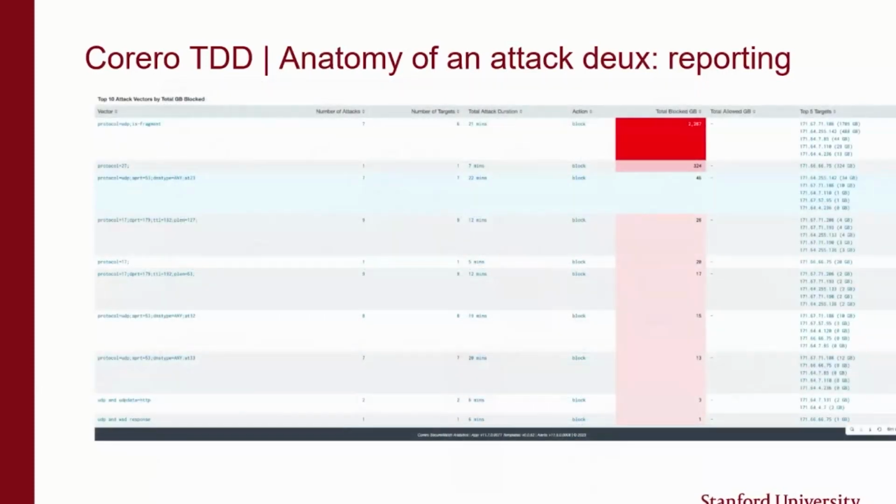Then we've got this thing that's talking about the top 10 attack vectors. So it's the types of traffic here. This is, I think, fragments. And we can see here the total amount blocked, and it breaks it down by IP address right there. So like I said, super rich data, and you've got Splunk behind the scenes where you can go dig even further on your own.